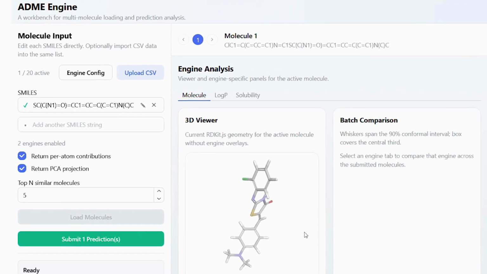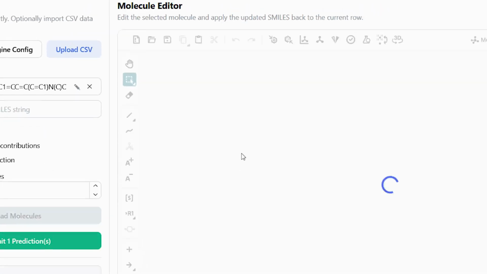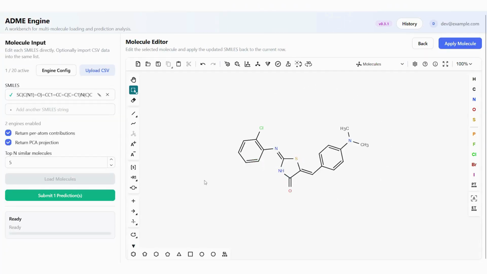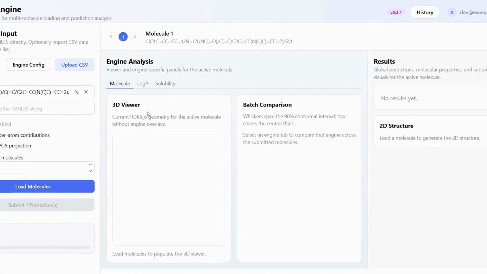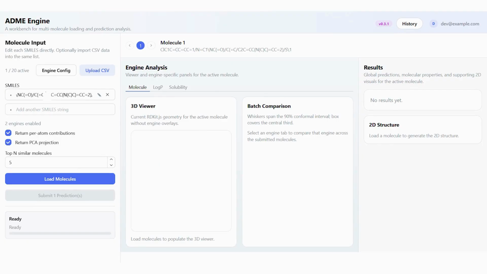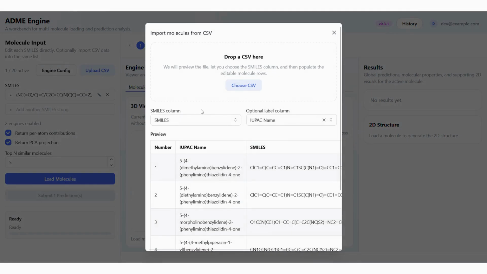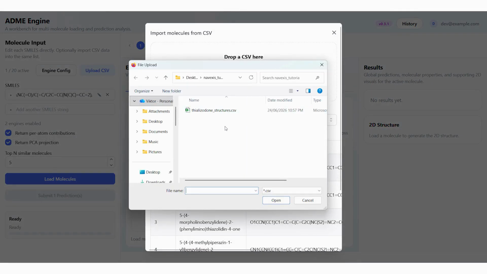A chemist can draw the molecule in the workspace, like so, or paste the SMILES string in this text box. But for a whole library, the easiest way is to just upload an entire CSV.